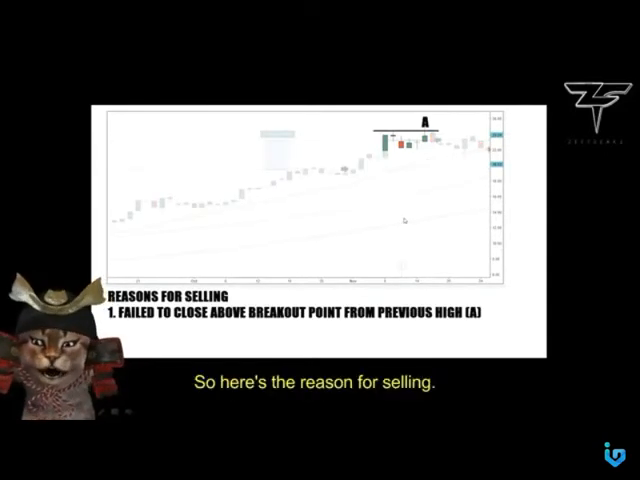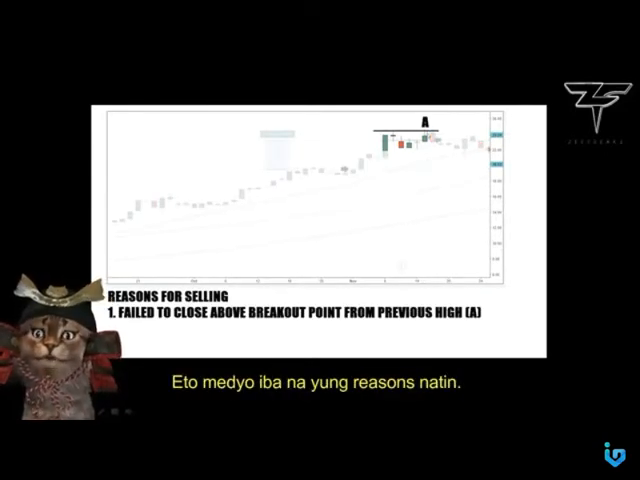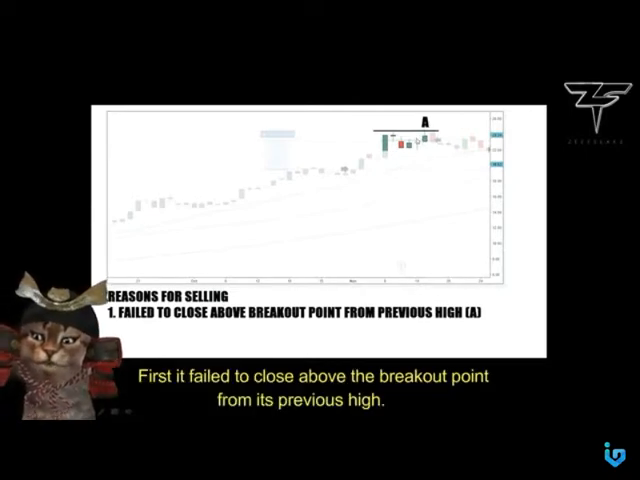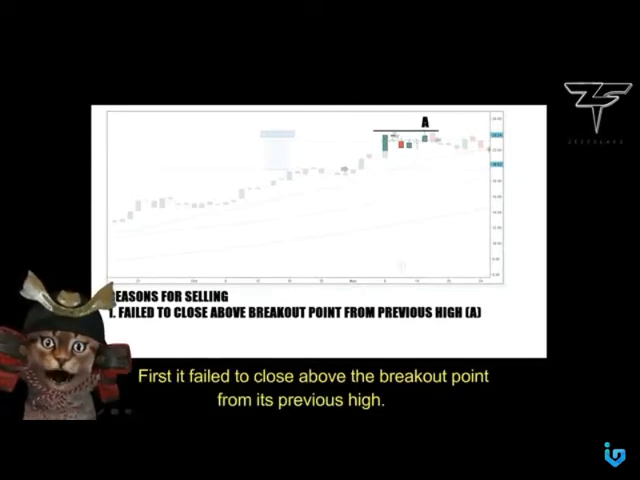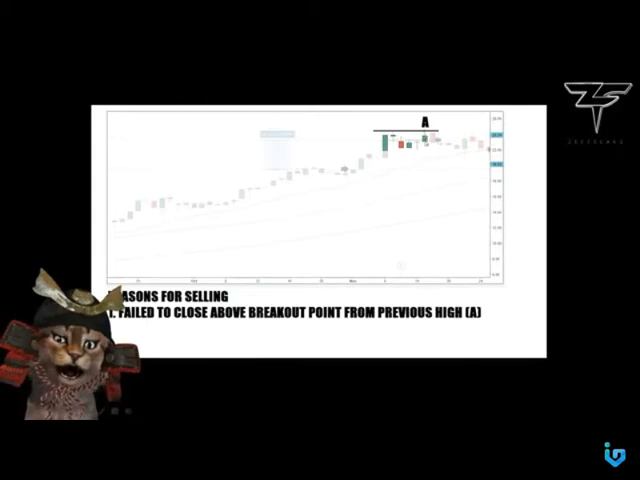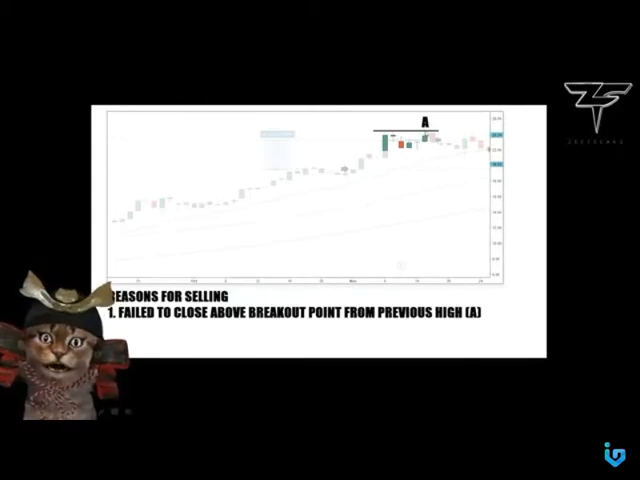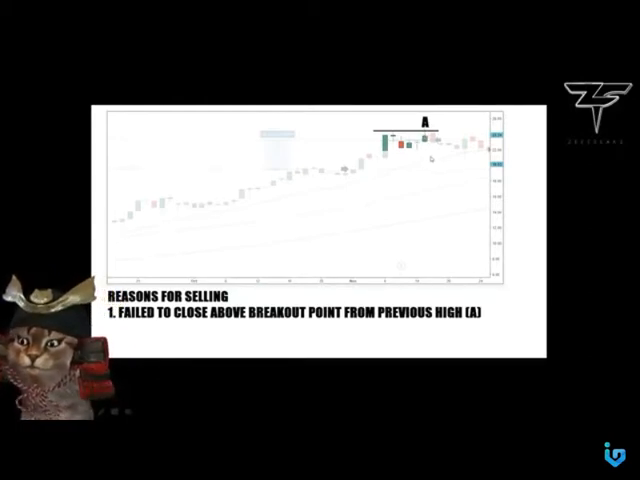So here's the reason for selling. Ito medyo iba na yung reasons natin. First, it failed to close above the breakout point from its previous high. This is the previous high. Ito. This one over here. It failed. Kita nyo naman yung wick na yan.